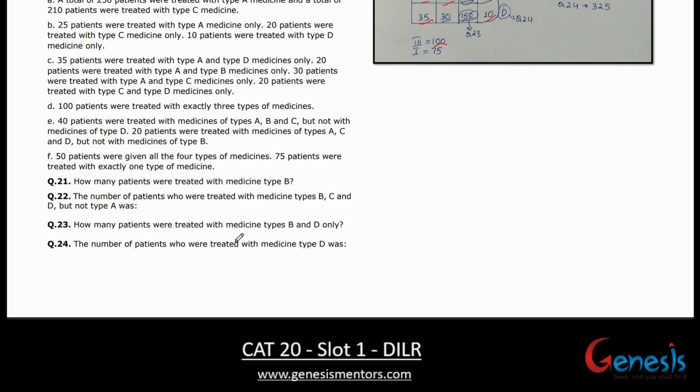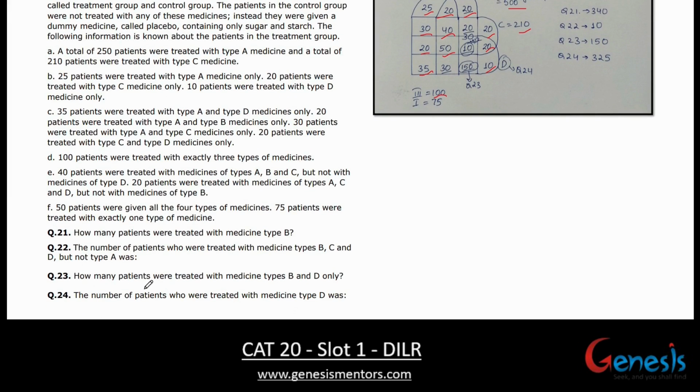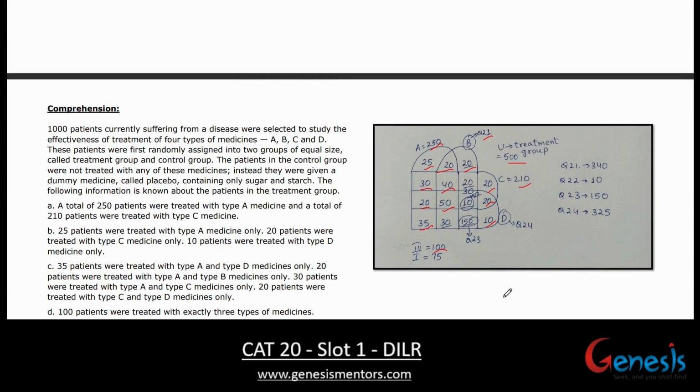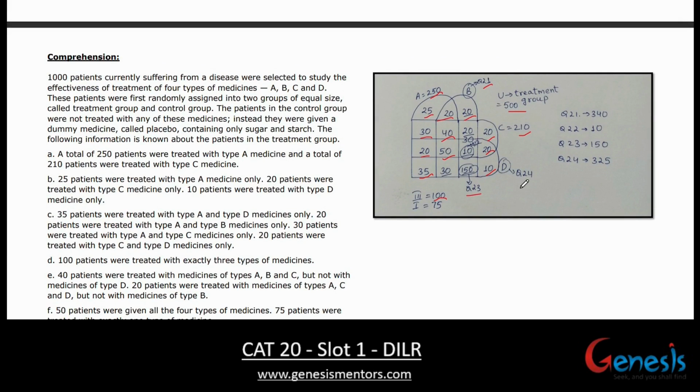We have written here question number 22. How many patients were treated with medicine types B and D only? Definite, so we can write the question number as well, because now we will not read these questions again, right? B and D only, second region of B and D, so this is question number 23. The number of patients who were treated with medicine type D was, right? The total D. Question number 24. So we know what we need to find out.